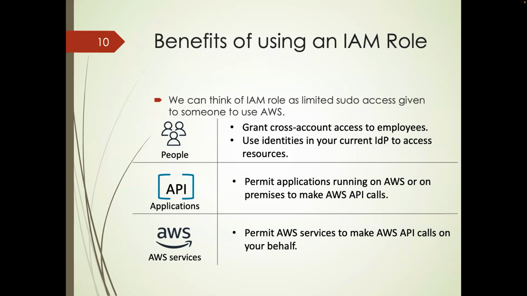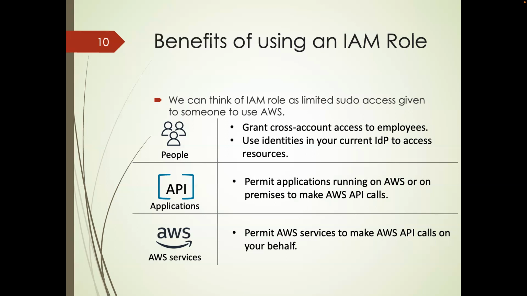Or think of using the role and the identities in your current IDP to access the different resources. That means your identity provider can access the resources within the AWS account. Another good use case is that you can also assign an IAM role to an application. That is, you can permit an application running on AWS or on-premises to make AWS API calls. You can make an API call to any AWS service.